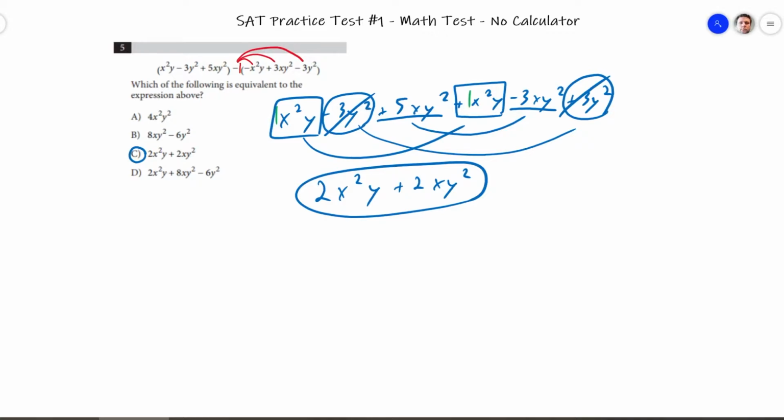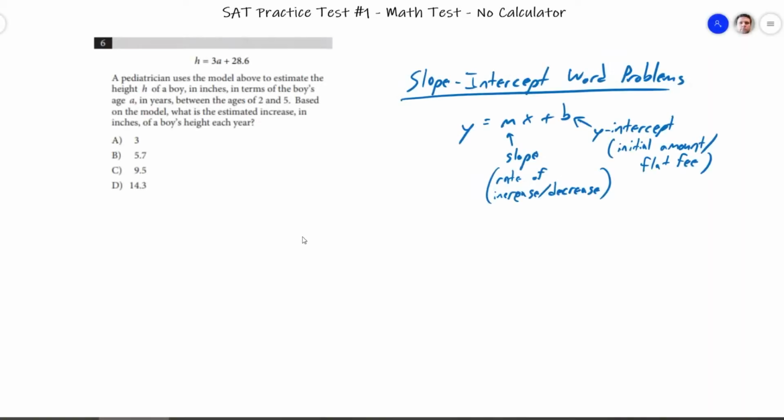Don't make any silly mistakes, because remember, these easies are worth just as much as the hards are. All right, number 6. So guys, remember, if you have an equation that has 2 variables in it, both to the first power, that's basically slope-intercept form in disguise.